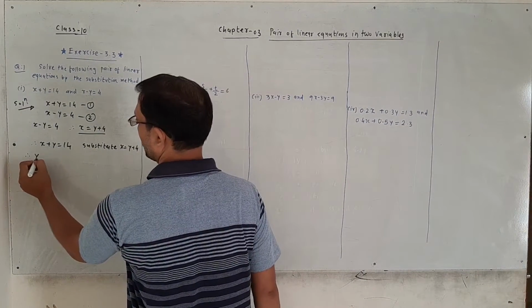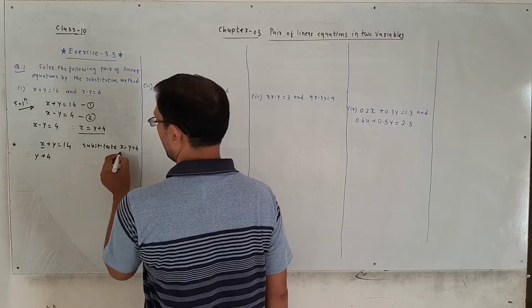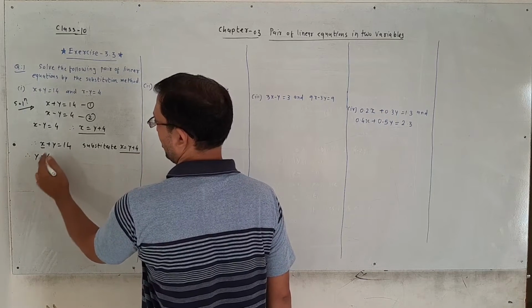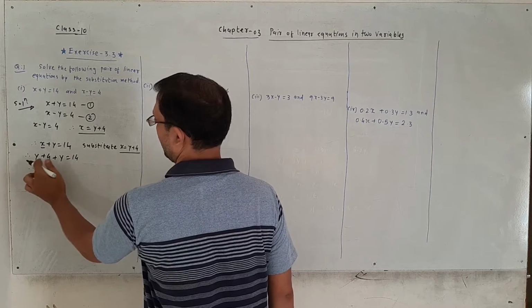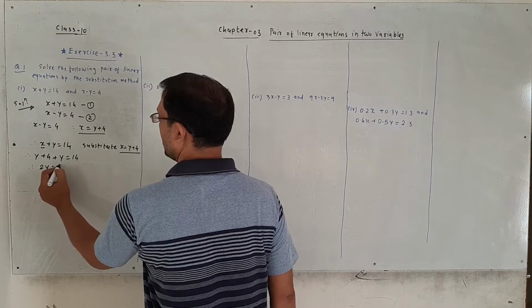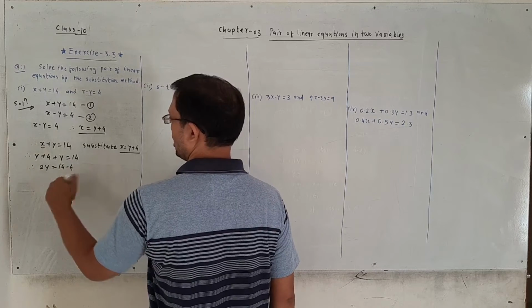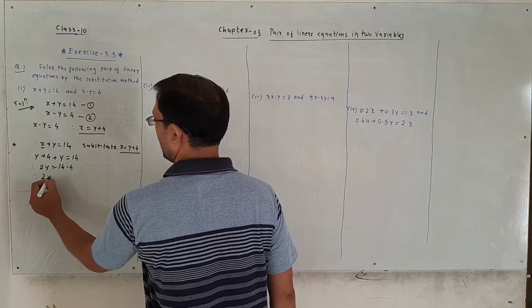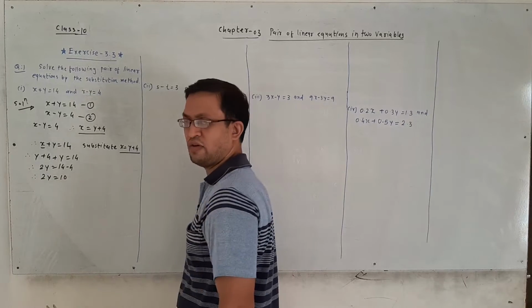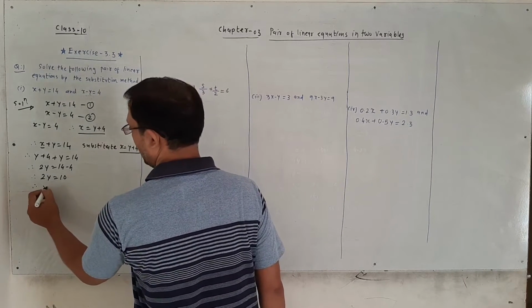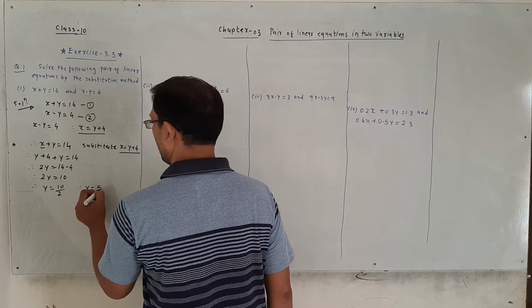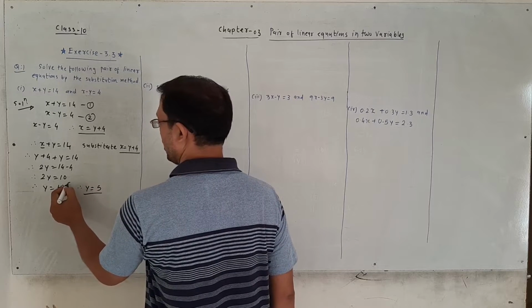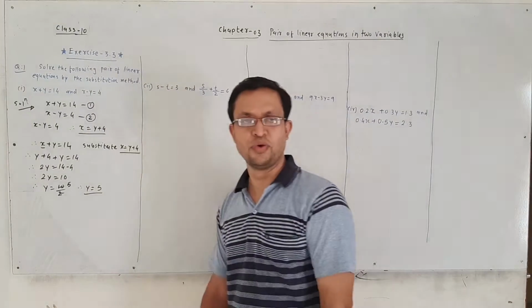Therefore y plus 4, x is equal to y plus 4, y as it is, that is equal to 14. y plus y, that is equal to 2y, is equal to 14 minus 4. Therefore 2y is equal to 14 minus 4, that is equal to 10. Therefore y is equal to 10 divided by 2. Therefore y is equal to positive value 5. 2 fives are 10. So we found the value of y.